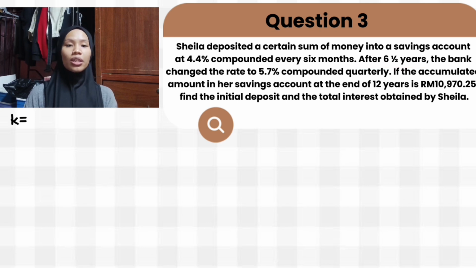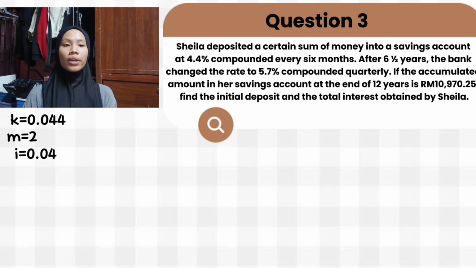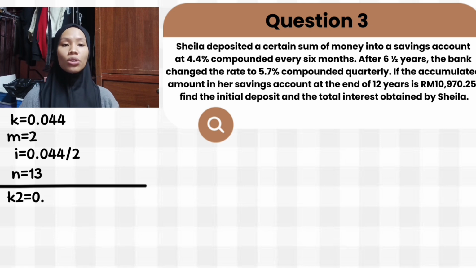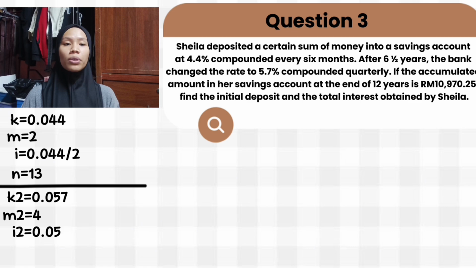So K equals 0.044 and M equals 2 will be K1 and M1. Next, I, which is K over M, will be 0.044 over 2. Meanwhile, N is 2 times 6.5 equals 13. Next, K2 is 0.057 and M2 equals 4. I2 is 0.057 over 4. Meanwhile, N is 4 times 5.5 equals 22.